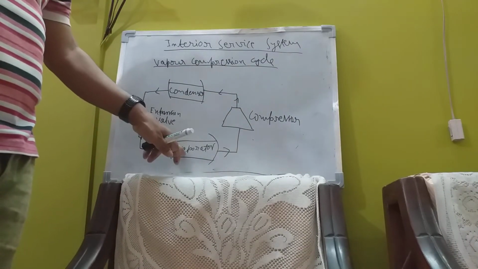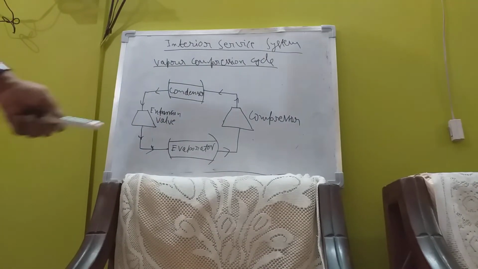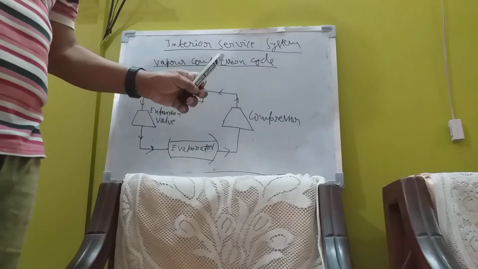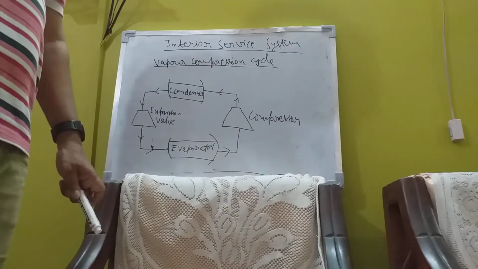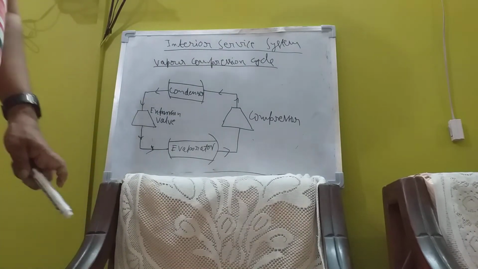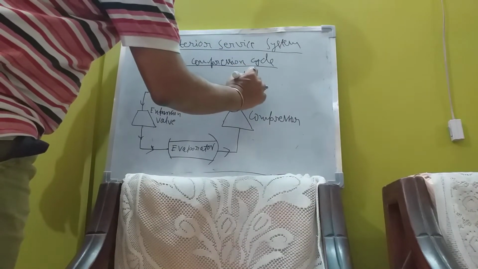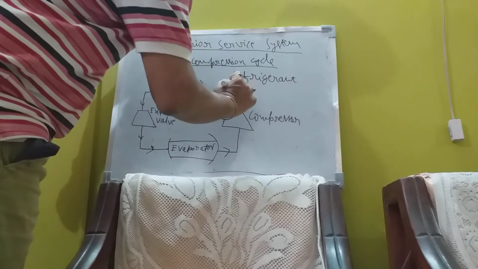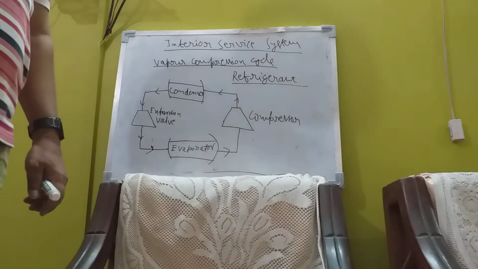This is evaporator, this is compressor, this is condenser, this is expansion valve. There is a fluid in gaseous state and in liquid state which is being circulated through the cycle, which is called refrigerant. This refrigerant is also in commercial terms defined as gas.